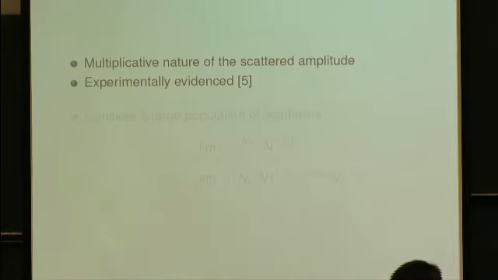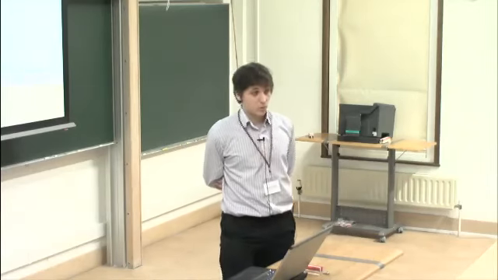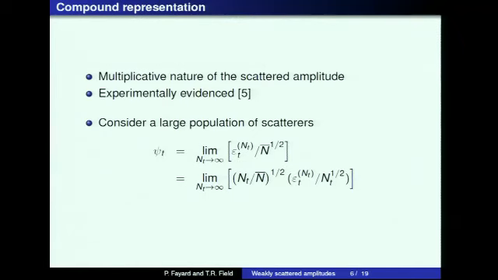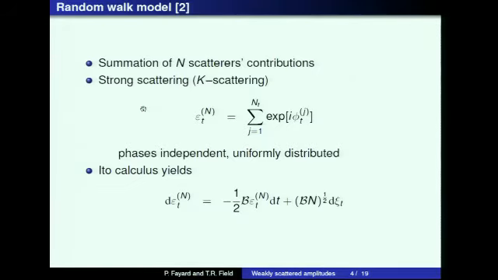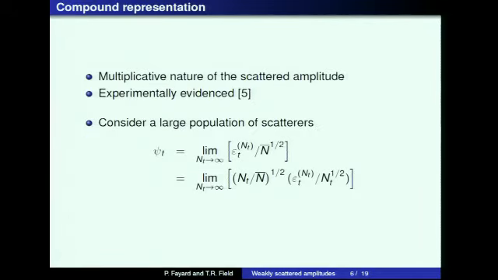And what is nice is that you can derive this compound representation from your random walk model. Sorry, I forgot to say that this representation is called the random walk model. So from that random walk model, for a large population of scatterers, you can derive a very useful compound representation.